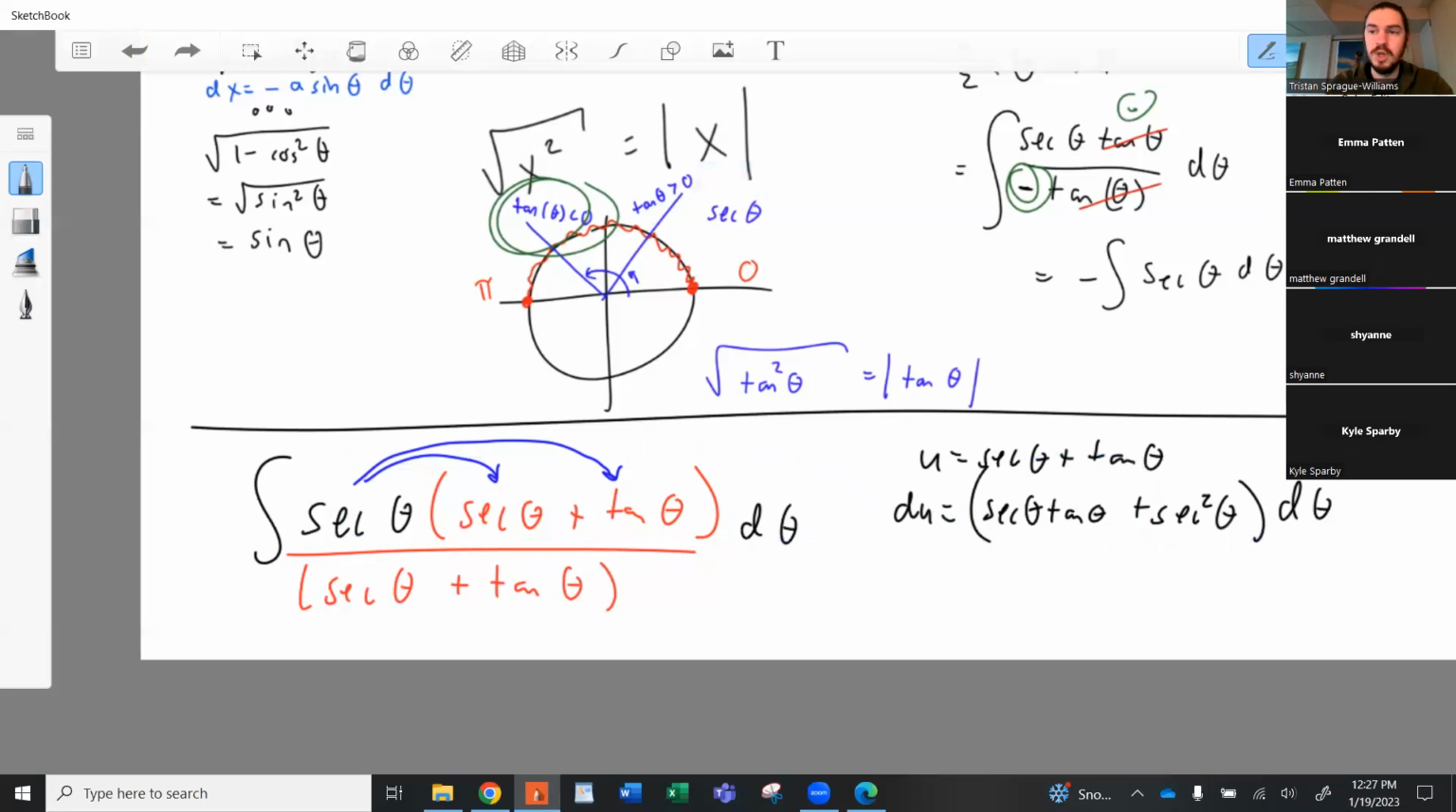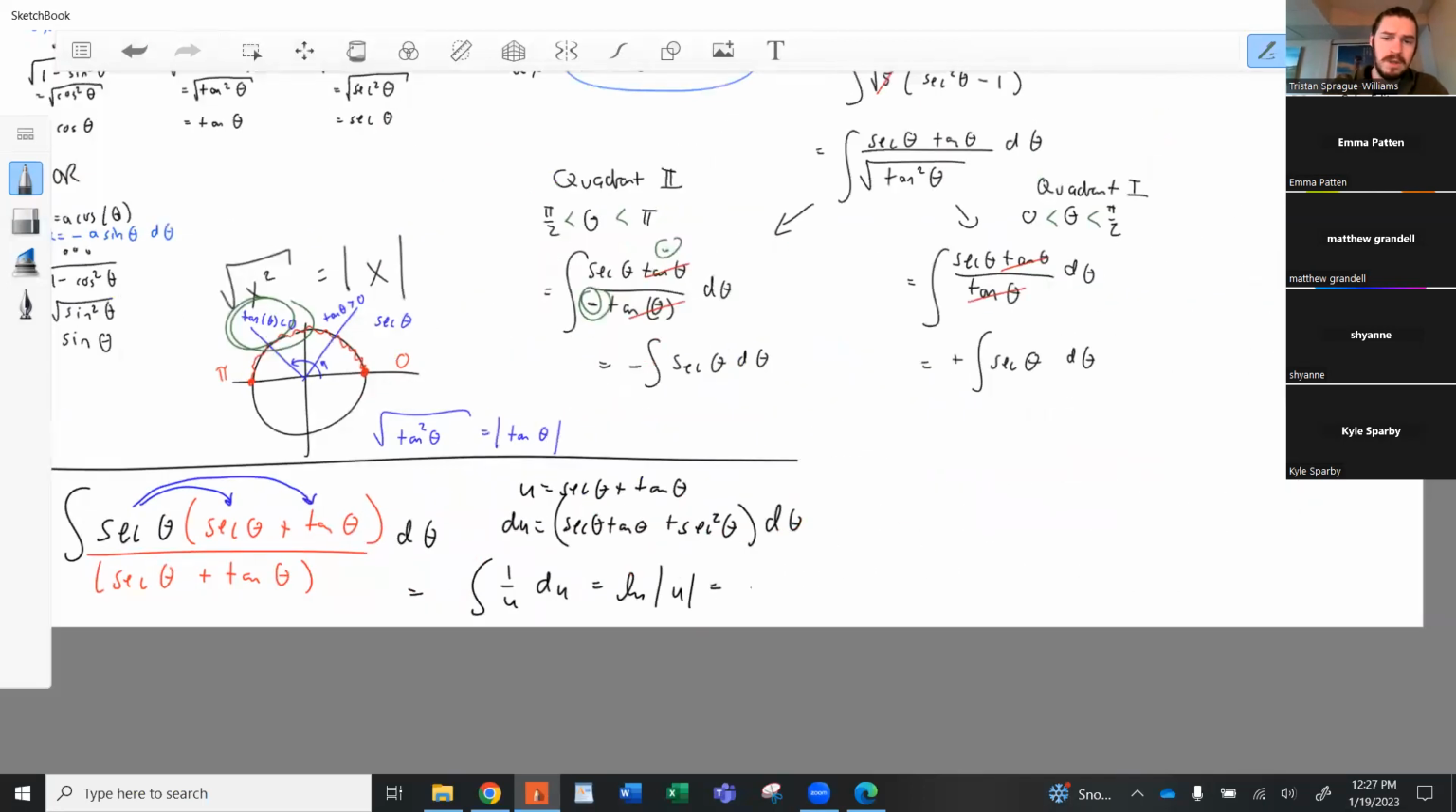Wow. Who would have predicted that, right? So what we end up getting here is the integral of 1 over u du. And so we have the natural log of the absolute value of u. And that becomes, after undoing our substitution, the natural log of the absolute value of secant theta plus tangent theta. And then I guess a plus c.